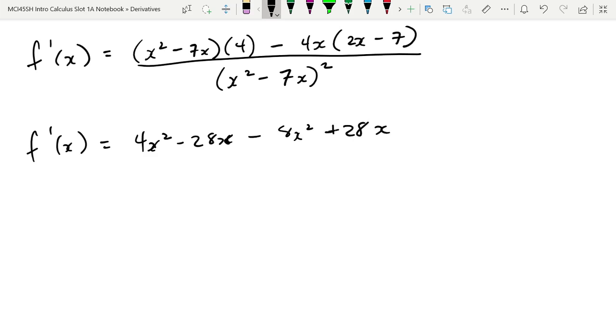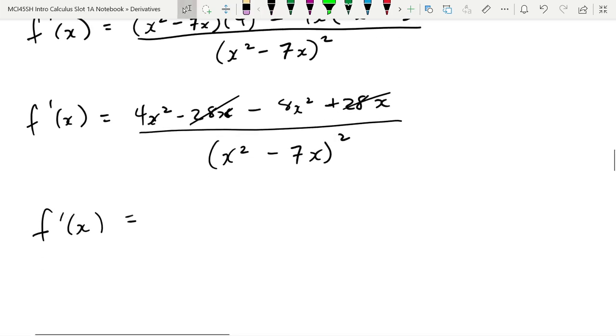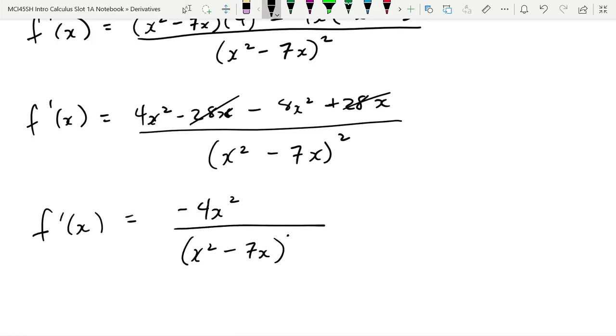And that works out fairly nice, because at least the 28x's cancel. And that's going to be my final answer there once I collect those like terms. I'm going to get negative 4x squared over x squared minus 7x all squared. And that's it. That is the derivative.